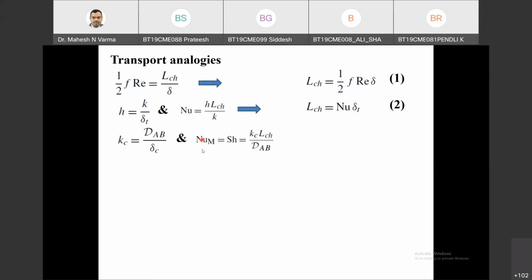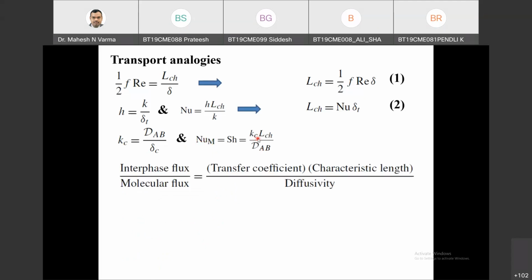This is also called the Nusselt number for mass transfer, and this is the ratio of interface flux divided by molecular flux. Now, Ali told me that this is not the ratio of interface flux divided by molecular flux, but the ratio of convective flux divided by molecular flux. Whether this is wrong or right, Ali? You are telling it is the ratio of convective flux divided by molecular flux, and I am telling it is the ratio of interface flux divided by molecular flux. So which is correct, which is wrong?